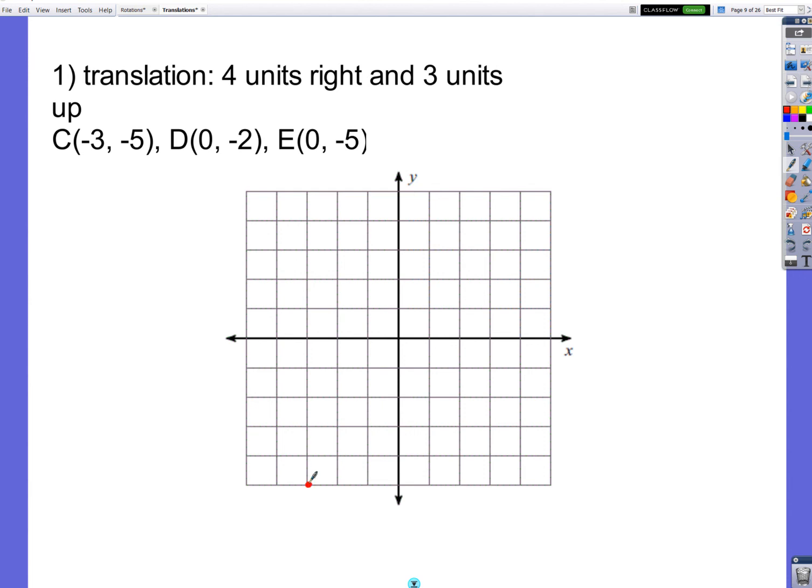So that's going to be here. Here's C. D is just 0, so let's go down. Then D is 0, -2. E goes down all the way to the bottom. It doesn't say anywhere that you have to connect the dots, but maybe that'll make it easier for you to see. So I'll do that.